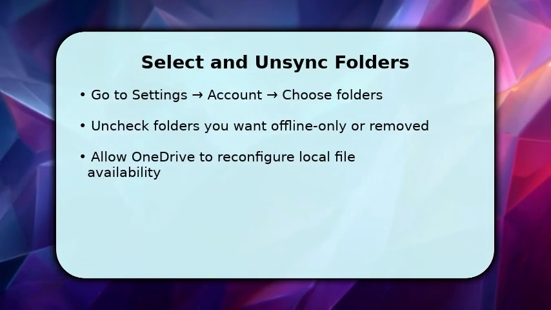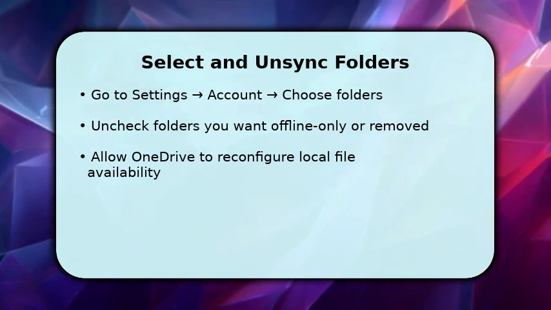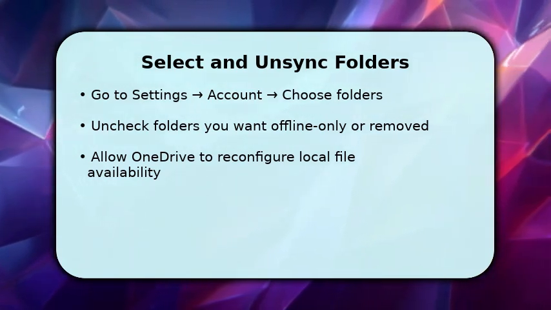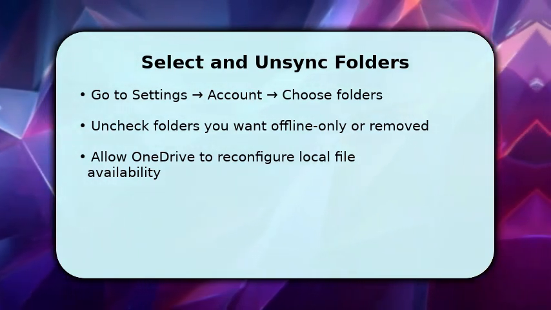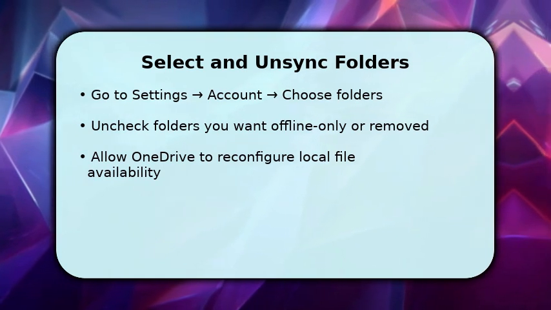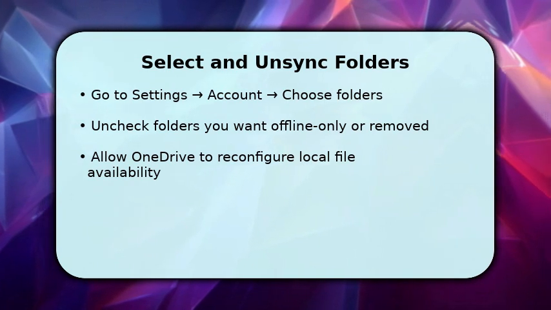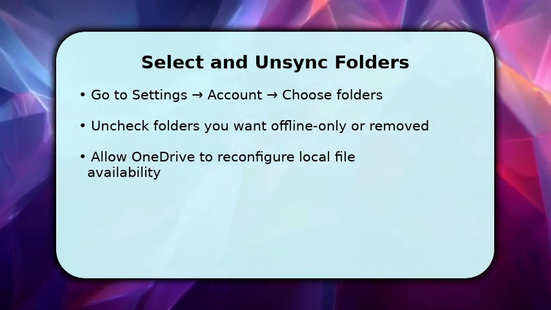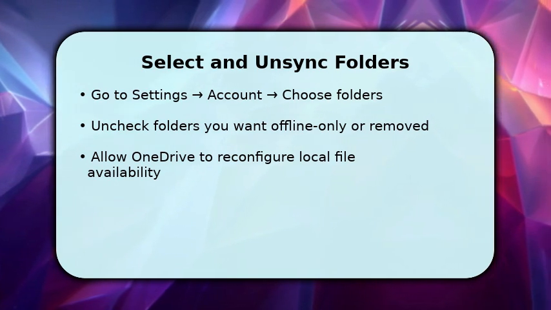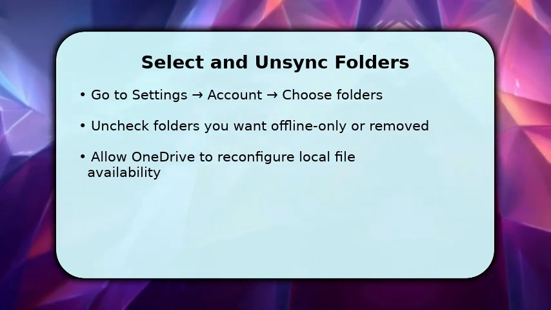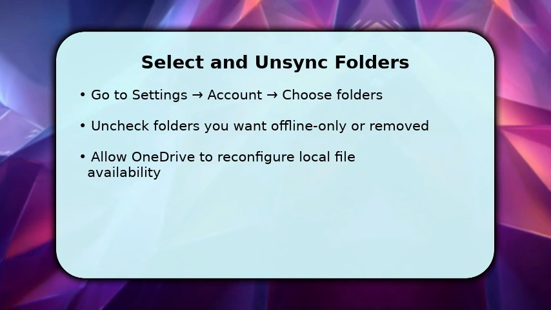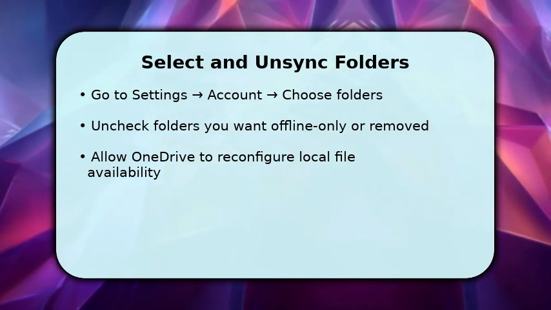Now go to Settings, choose Account, then click Choose Folders to view what's synced. You'll uncheck any folders you no longer want synced to this PC. Unchecking removes local copies while leaving cloud versions intact. If you prefer to stop syncing specific file types, use Selective Sync here to limit bandwidth and storage. Make sure to apply changes and wait as OneDrive updates local availability.